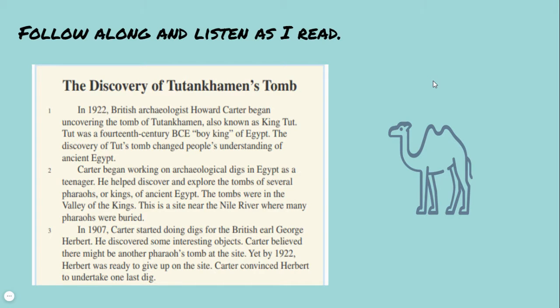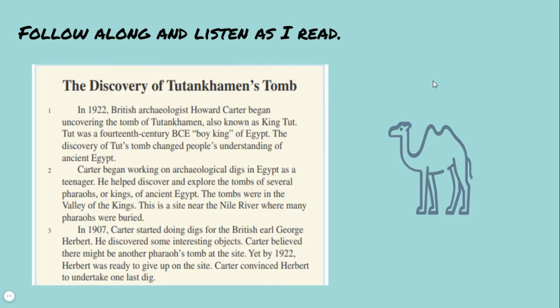In 1922, British archaeologist Howard Carter began uncovering the tomb of Tutankhamun, also known as King Tut. Tut was a 14th century BCE boy king of Egypt. The discovery of Tut's tomb changed people's understanding of ancient Egypt. Carter began working on archaeological digs in Egypt as a teenager. He helped discover and explore the tombs of several pharaohs, or kings, of ancient Egypt.